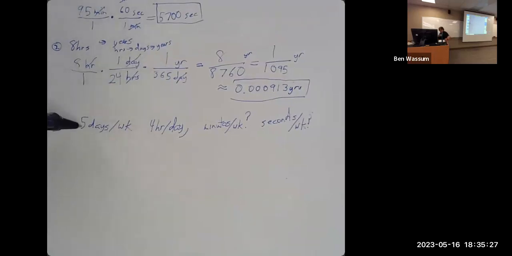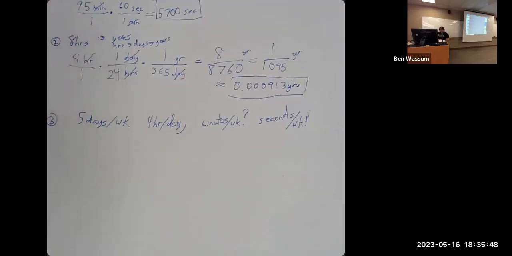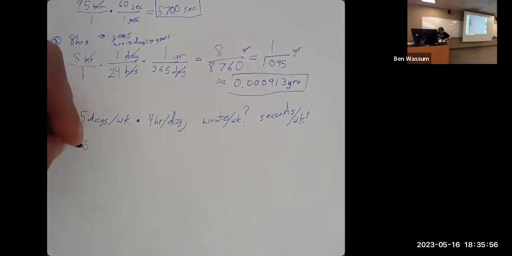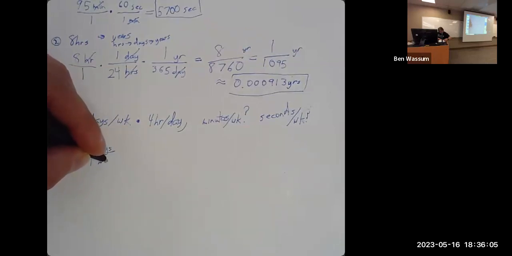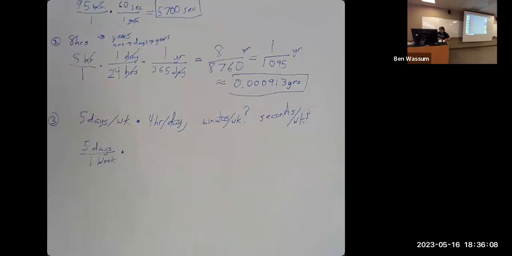Now this one was saying if you work 5 days a week for 4 hours a day, how many minutes do you work per week? So I have an interesting way of doing this because we know that to figure out how many hours you work in a week, we would end up multiplying these, right? If you work 5 days a week and you work 4 hours a day, you'd multiply. Well, interestingly enough, we can show this the exact same way that we've been doing this.